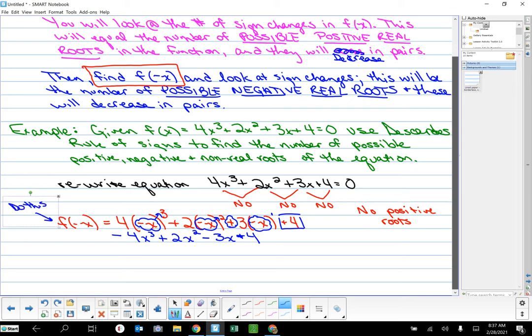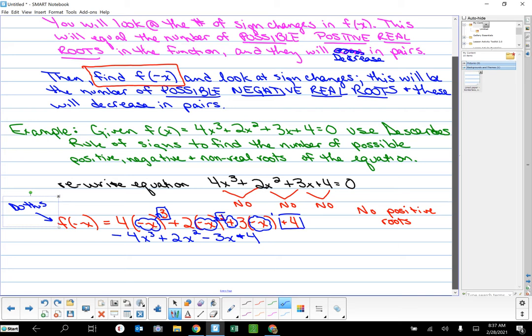Something you have to actually do. Plug in negative x for all the x's and then do the multiplication. You will find that if the exponent is odd, the sign is going to change on the coefficient, right? Because a negative raised to an odd power is a negative. But if the exponent is even, then it is going to keep the same sign that it started at. It won't make a positive. It will keep it the same sign it started at.